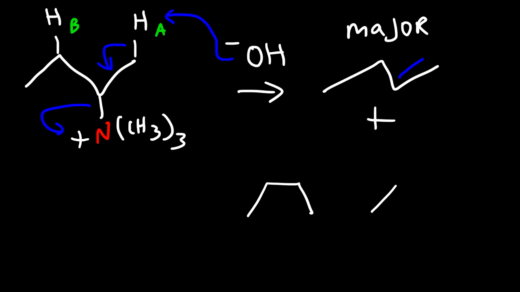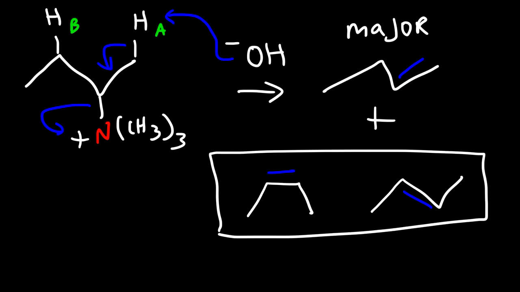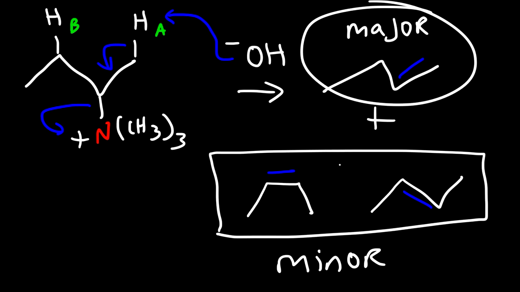The other products are cis and trans-2-butene. But these two constitute the minor product, which is the Zaitsev product in this case. But here, the major product is going to be the elimination product.